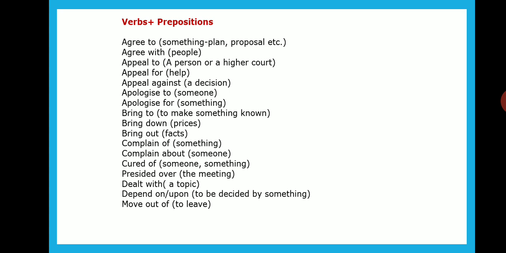Another example. The kids are laughing at a joke. Laughing is a verb, at is a preposition. She is suffering from fever. Suffering, verb, from, preposition. So here you have a long list of verb prepositions. I'll give you a few more. You can write it down if you want.